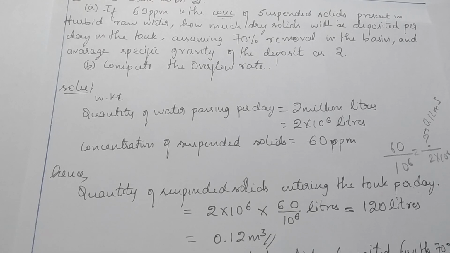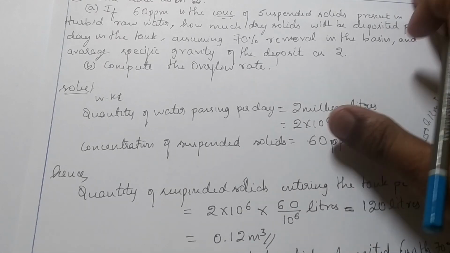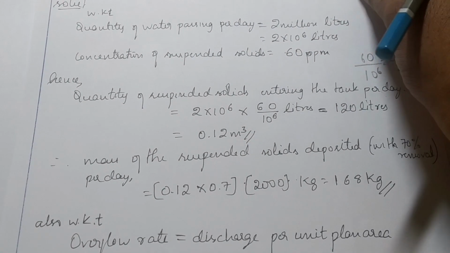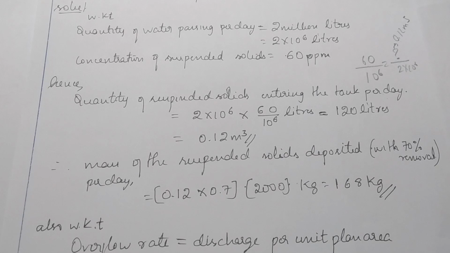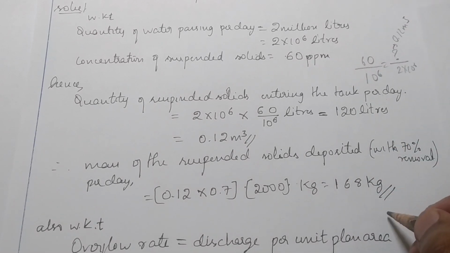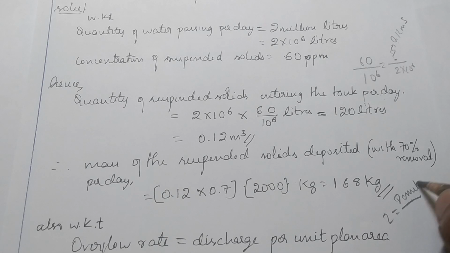And he also mentioned that 70% of this suspended solids will be deposited. And also we need to find out the dry deposit, not the wet deposit. So in order to find out the dry deposit, it is given that specific gravity is 2. Specific gravity is nothing but the density of suspended solid to the density of water.